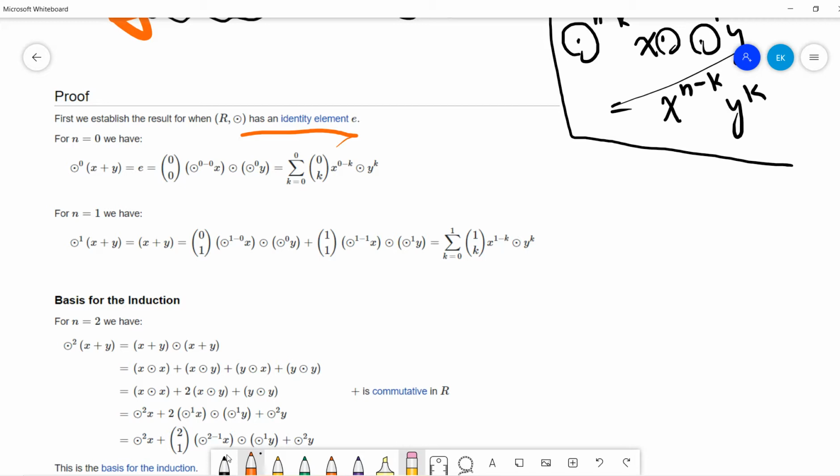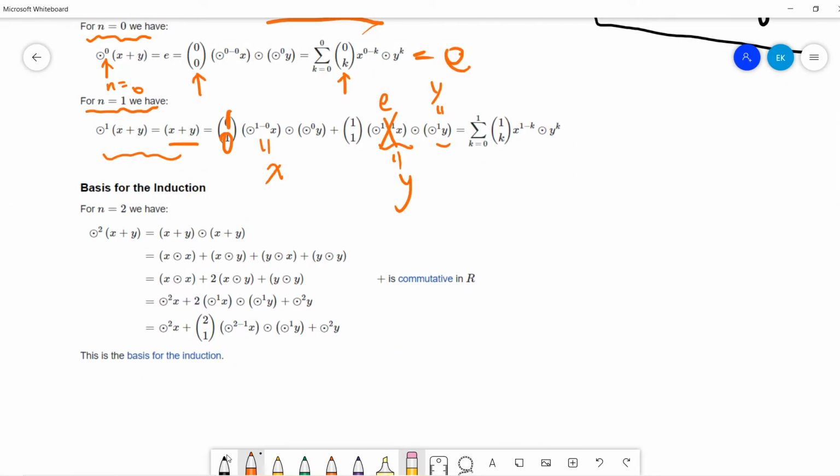So for the proof, we first establish the result when there is an identity. We can check that n equals 0 and n equals 1 are correct. When it's 0, then this is n, right? So we have this, we just check this, but this is all 0. This is the identity. And for n equals 1, it's just x plus y. Taking this, I think this is incorrect. This is 1, 0, so this is x, and this is just y, because this is the identity, and this is 1.